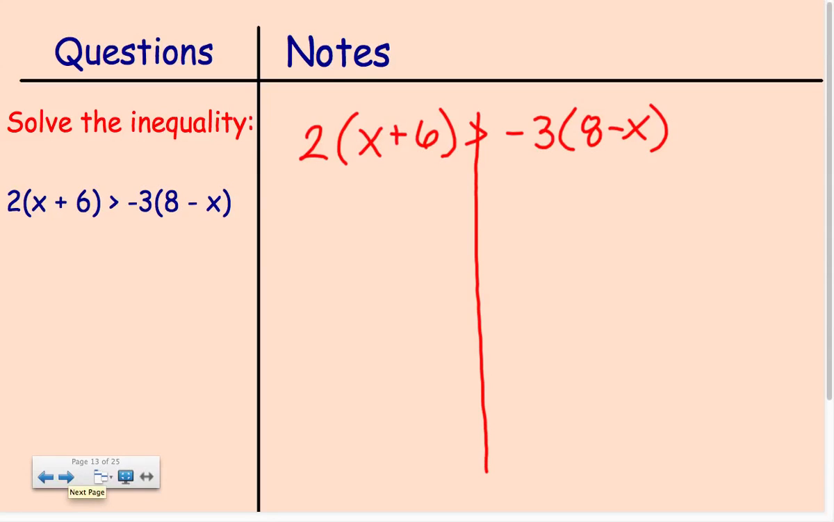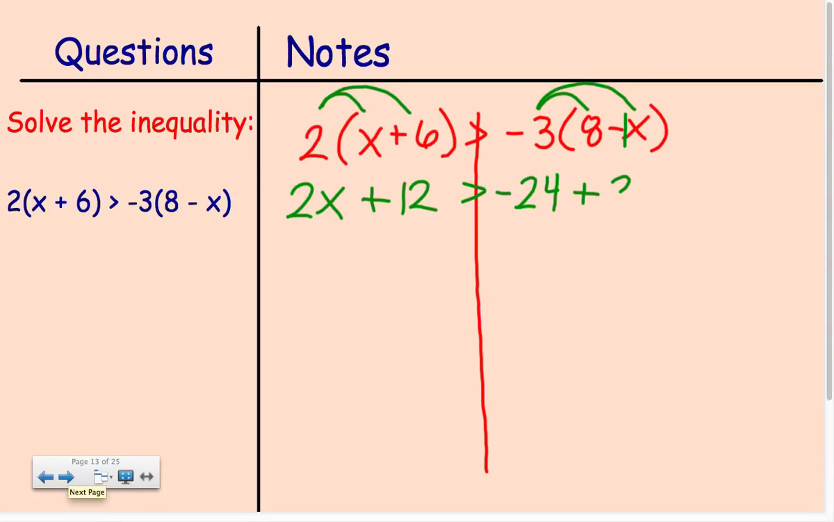Train tracks. Thank you. This time, you'll notice we have to distribute on both sides. Both sides. So we're going to do that twice. 2 times x is 2x. 2 times 6 is 12. Negative 3 times 8 is negative 24. And you'll notice the negative x, that's the same as negative 1x. So a negative 3 times a negative 1 makes a positive 3x.